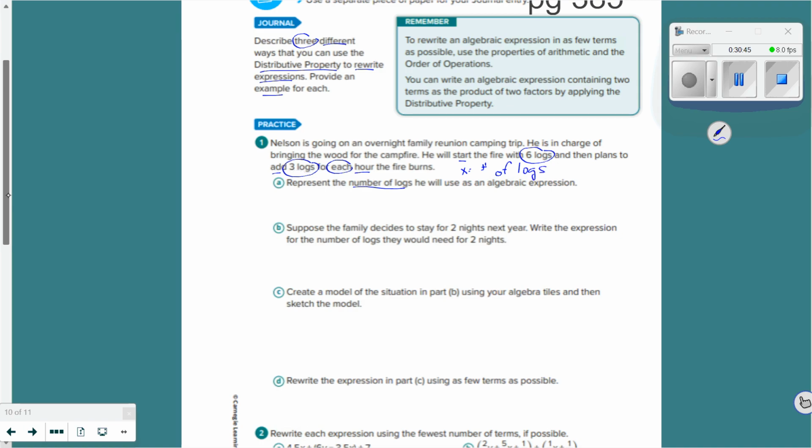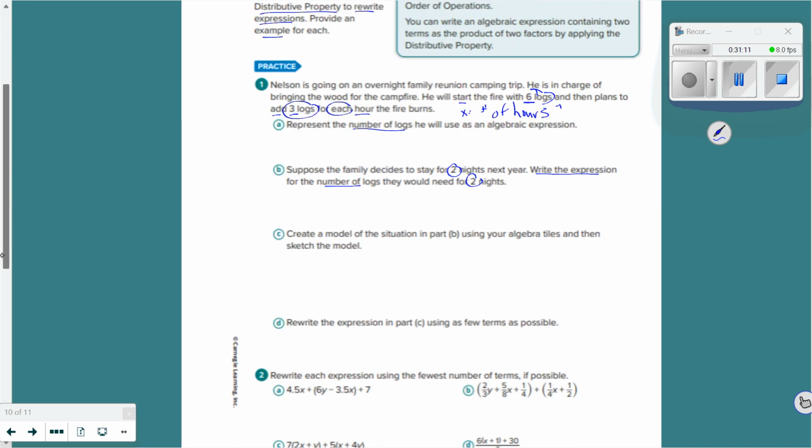And so when we get started, we're doing 6, then I'm adding 3 each hour. That's actually the number of hours. We're doing 3 logs each additional hour, so 3 times X. If they decide to go for 2 nights, you're going to rewrite the expression for the number of logs they would need for 2 nights. Remember, you need both parts, the 6 you start with and the 3 for each hour.